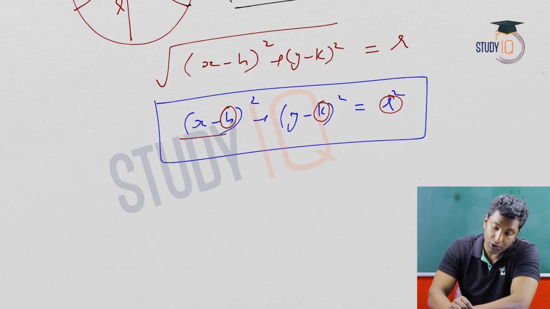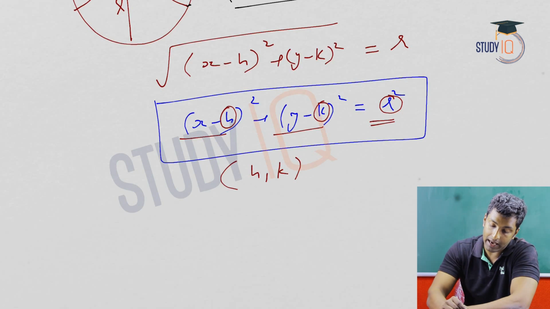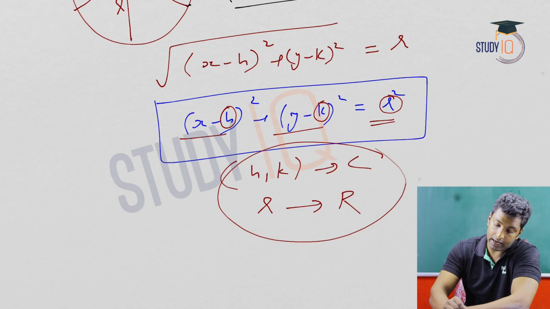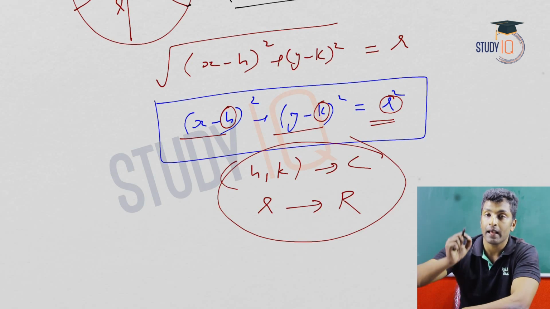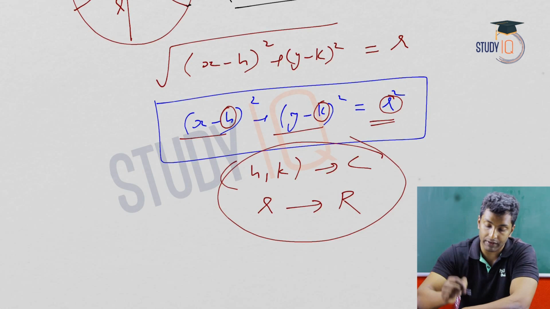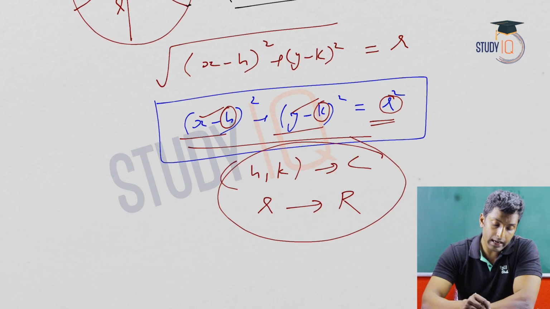So (x − h)² + (y − k)² = r², where h and k are the center. So (h, k) will give you the center, and r will give you the radius. So this is the standard equation of a circle. So the center is given, and any point on the circle is given, that is x and y. This is how you'll get the equation of the circle. Okay, now let's try to understand some particular cases.